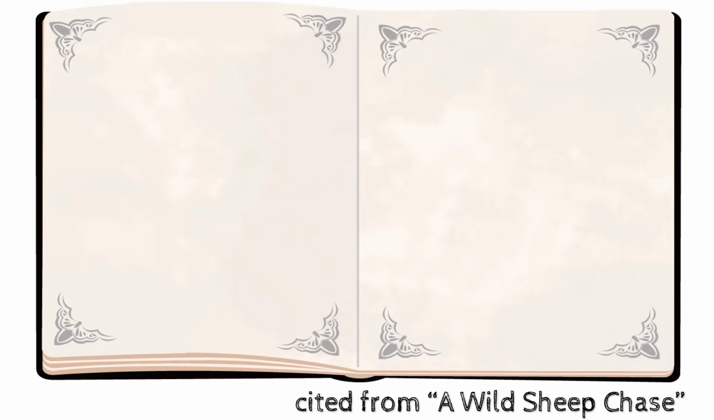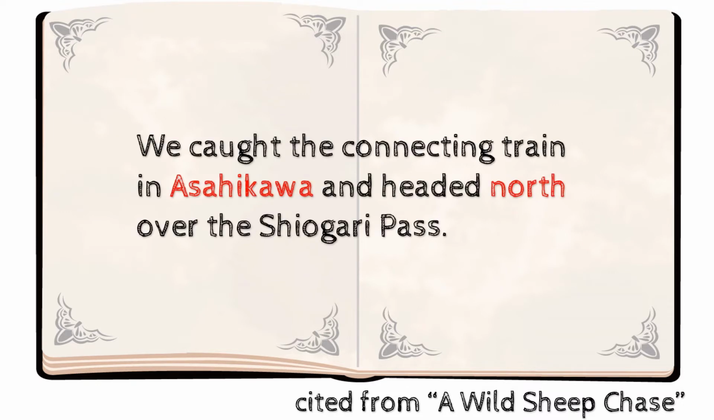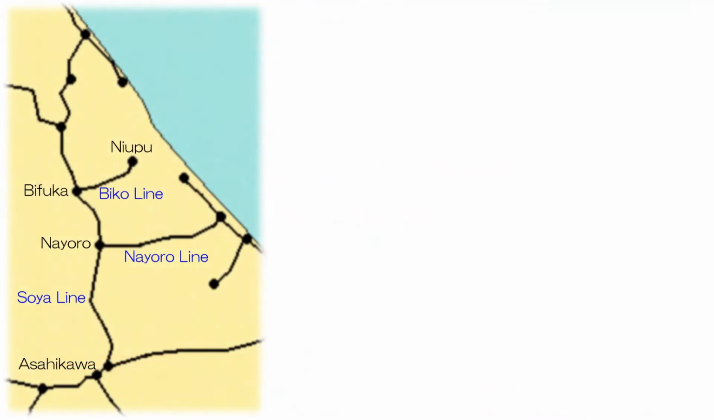First of all, let's take a look at the description of the main character's route to the town of Junitaki. "We caught the connecting train in Asahikawa and headed north over the Shiogari Pass." Here is a map of railroad routes in Hokkaido in 1978, the year in which the story takes place. As you can see from the map, the only line extending north from Asahikawa is the Soya Line.